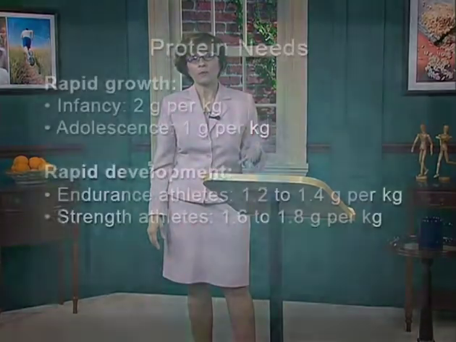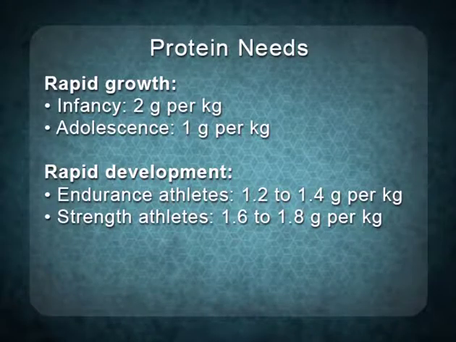Strength athletes, in my definition, are anybody who lifts weights in a serious fashion. Traditionally we can think of football players, but in most college and high school programs, almost all athletes except for the marathon runners are going to be lifting weights. So we could argue that anybody who lifts weights falls into this category. And their requirements are 1.6 to 1.8 grams of protein per kilogram of body weight.